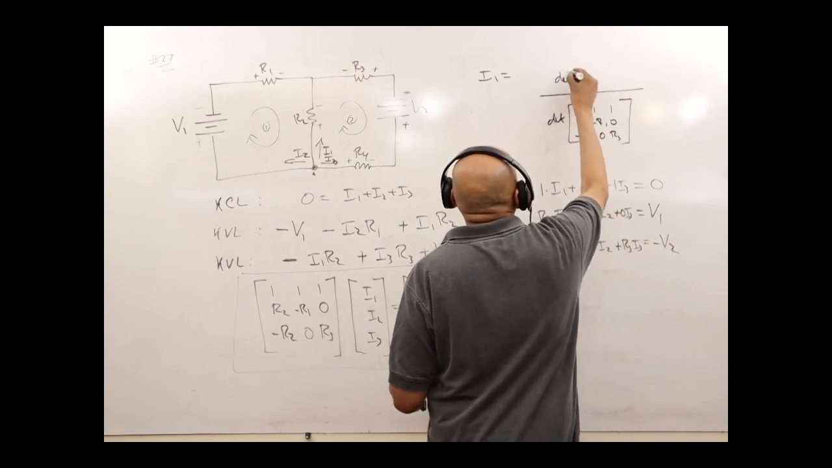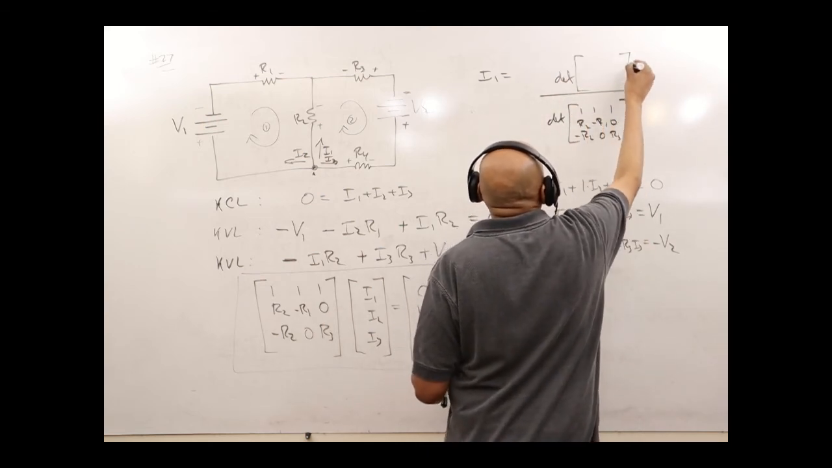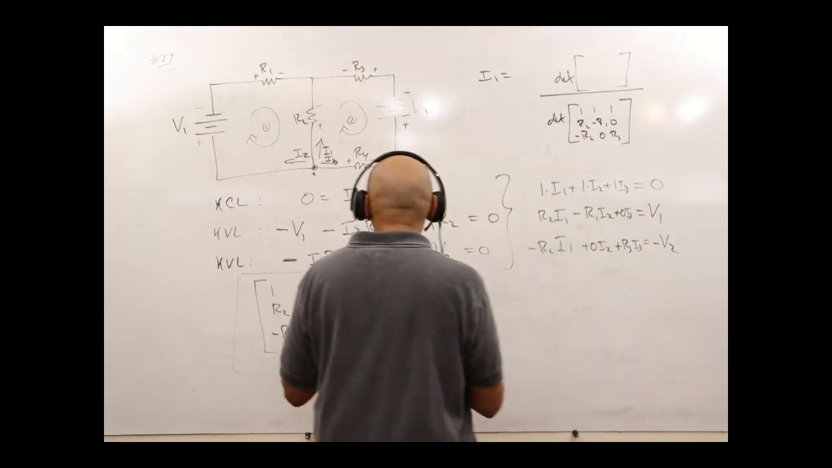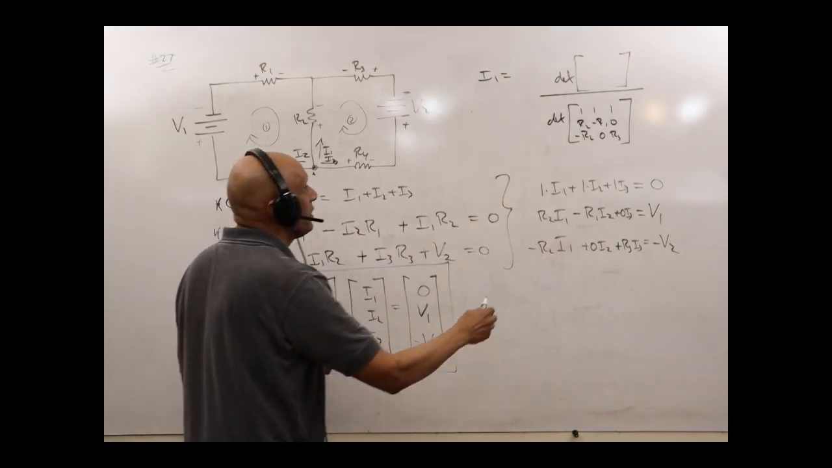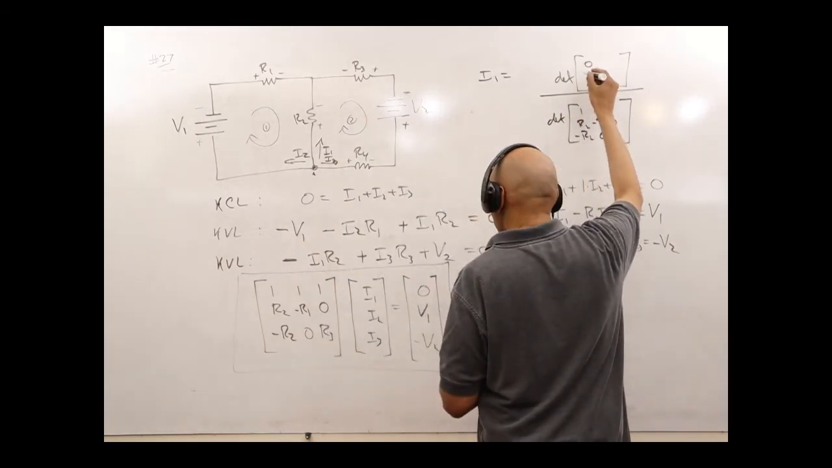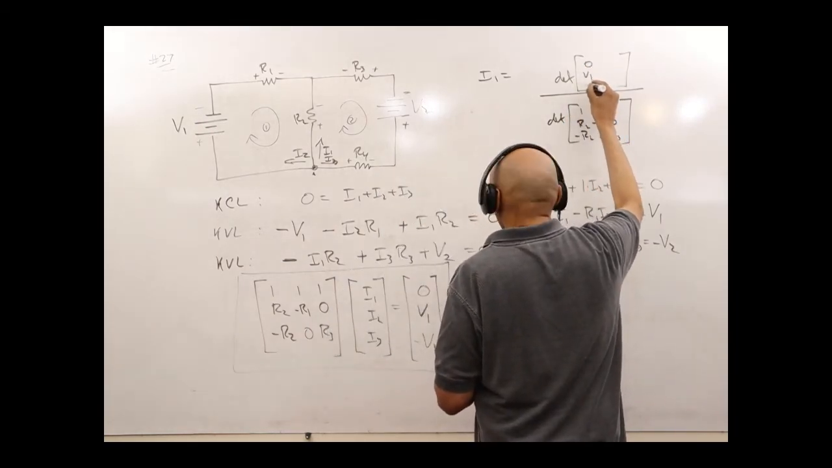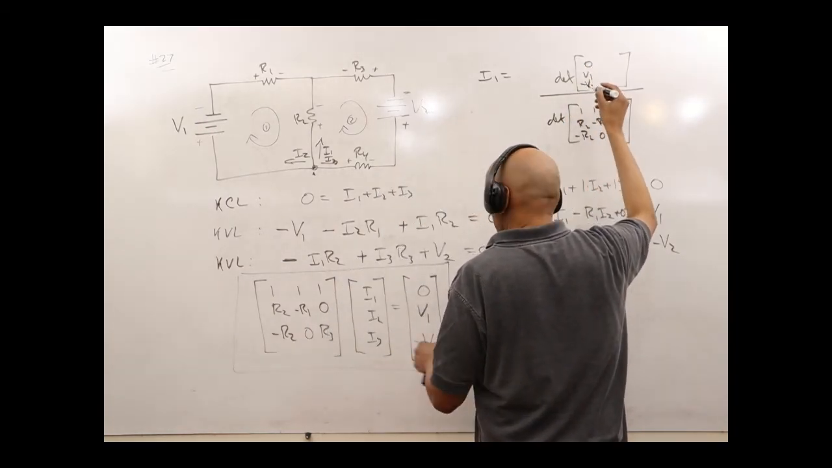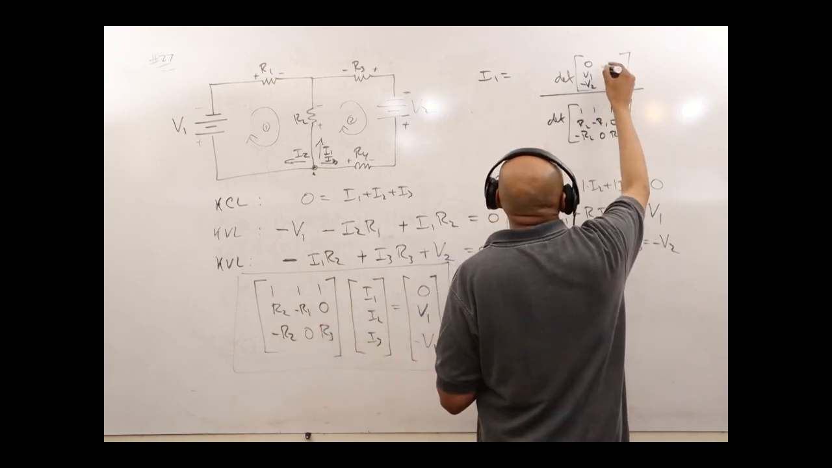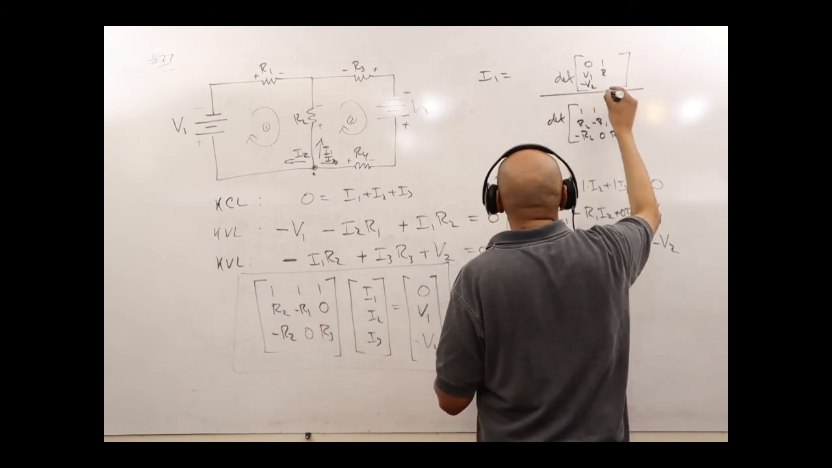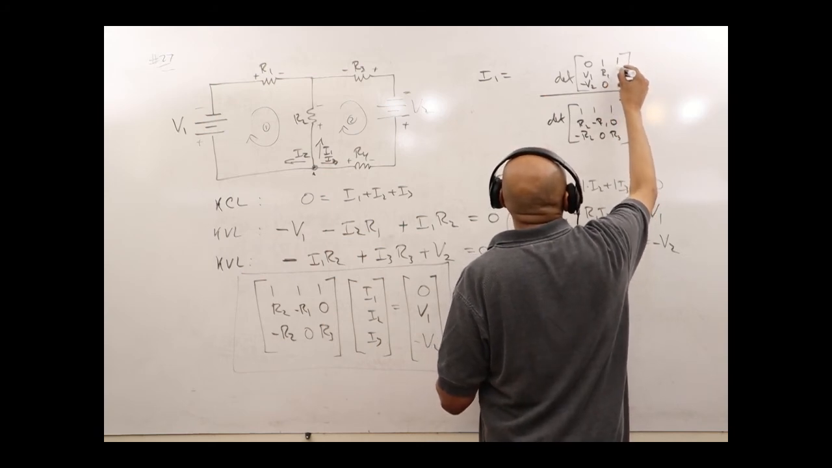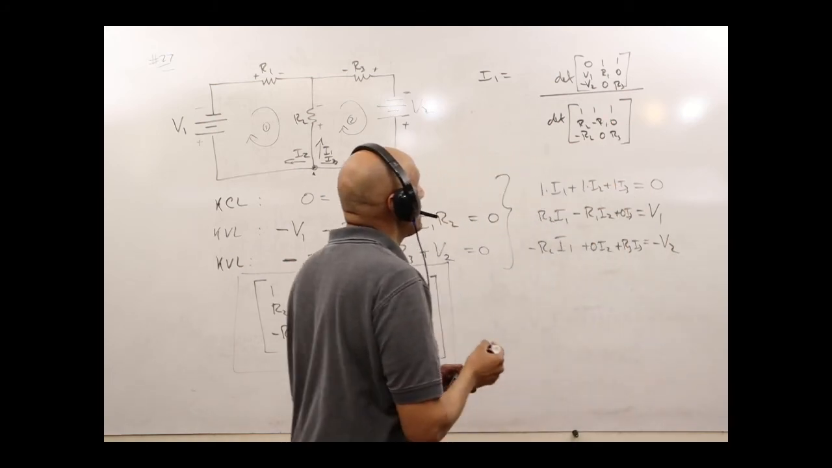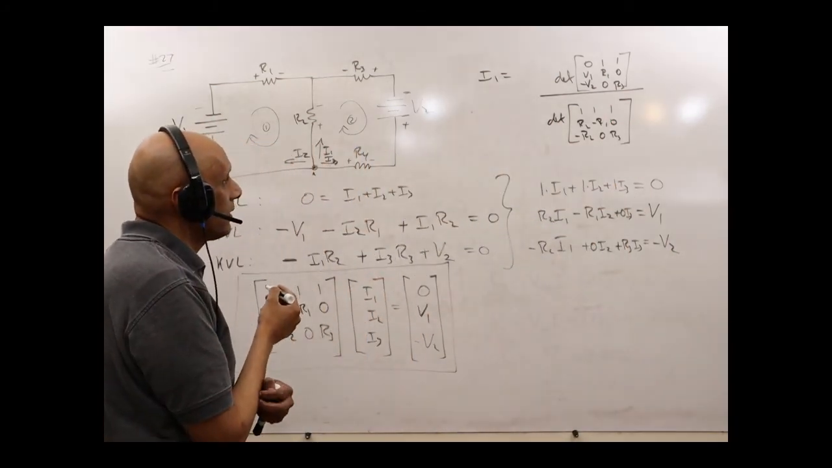And then the top determinant is going to be, so I1 is, this is the I1 column. I'm going to replace it with 0, V1, 0, negative V2. So this is going to be 0, V1 minus V2. And the rest of the columns stay the same. So this is 1, R, 1, 0, 1, 0, R3. So when we calculate these determinants, we'll be able to get our answer.